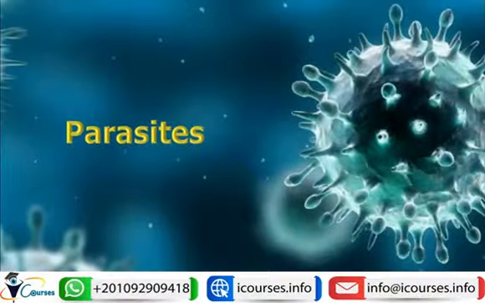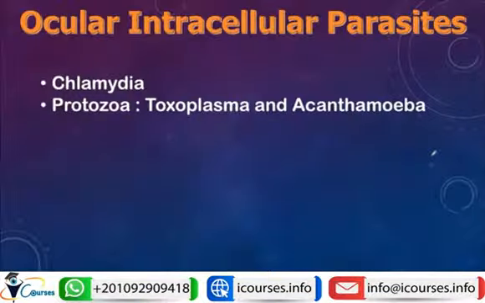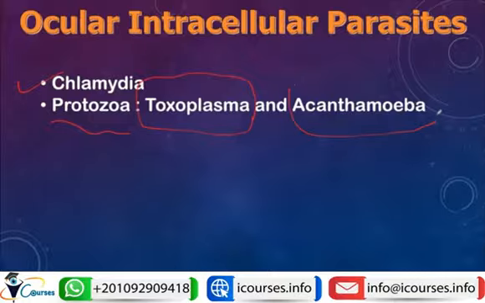Okay, so let's talk now about the parasites. I guess that you may find this lecture somewhat interesting because it has some clinical components rather than the other basic stuff. So the ocular intracellular parasites are chlamydia. It can be chlamydia or a protozoa. The protozoa can be either toxoplasma or acanthamoeba.